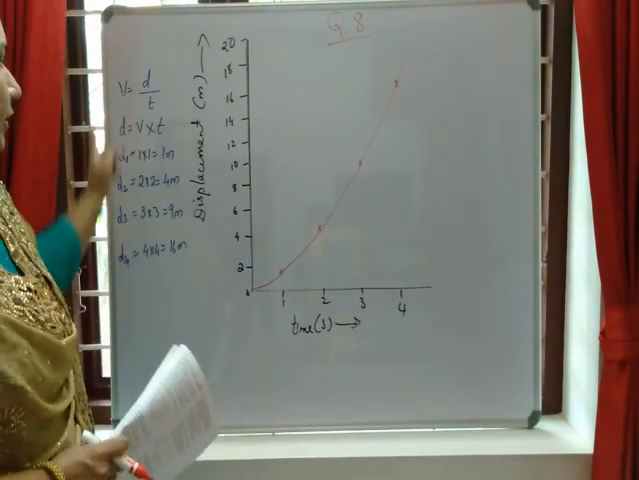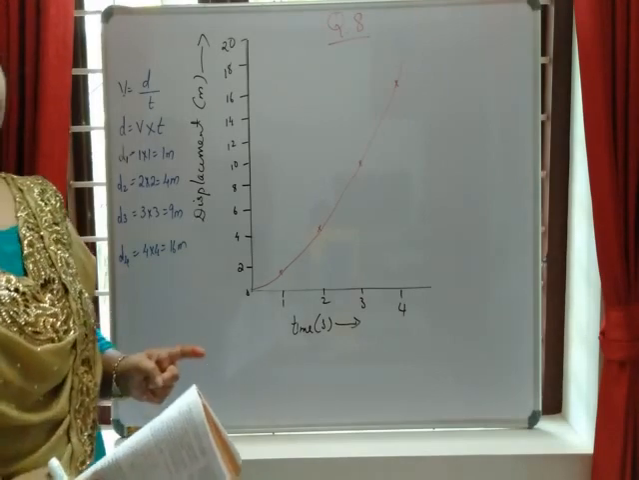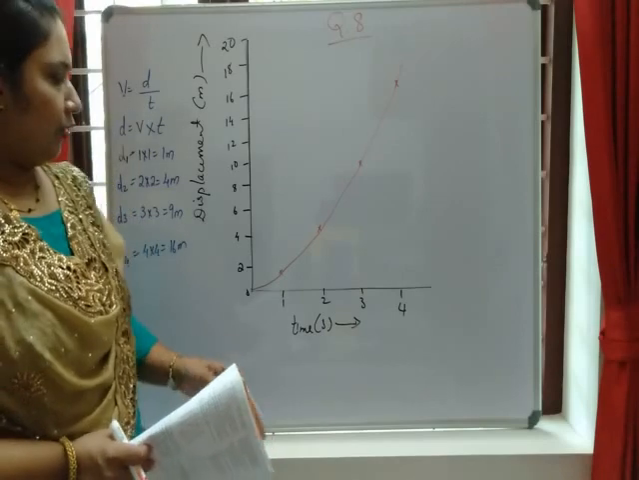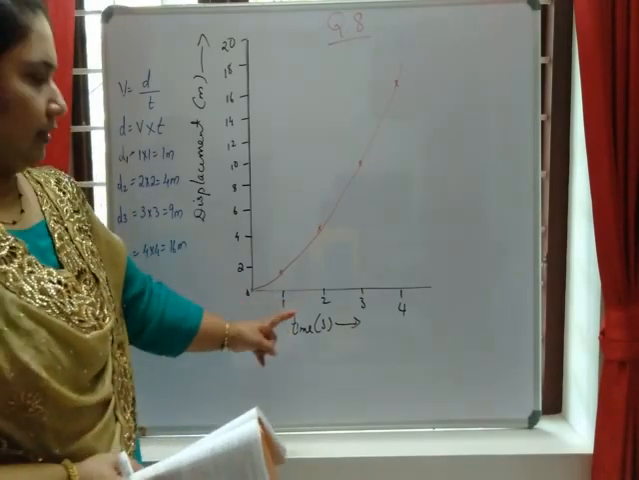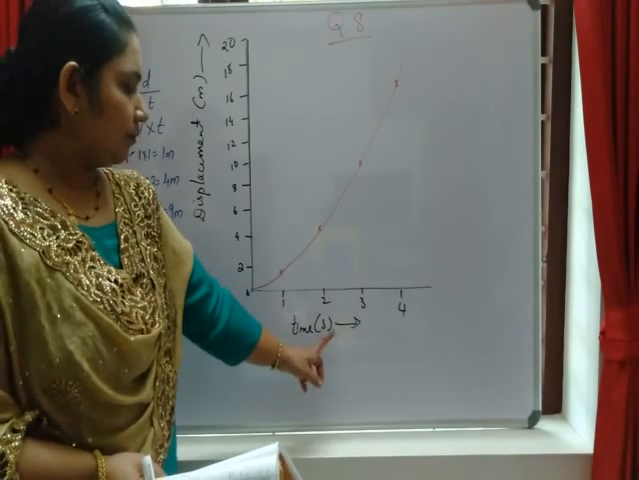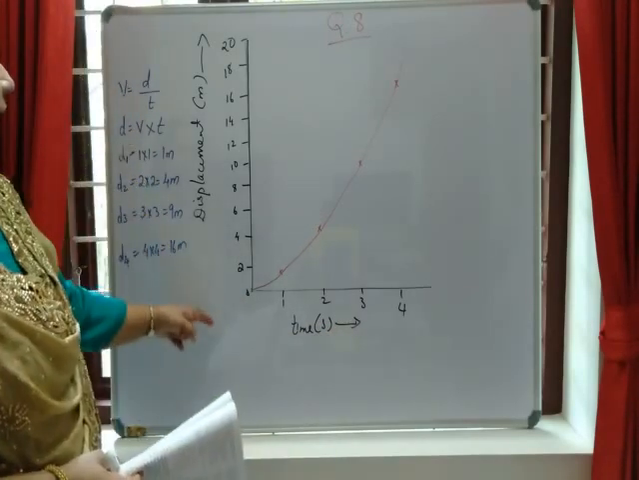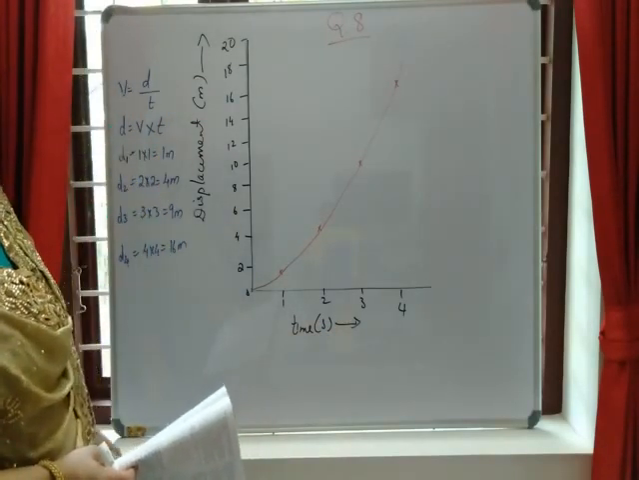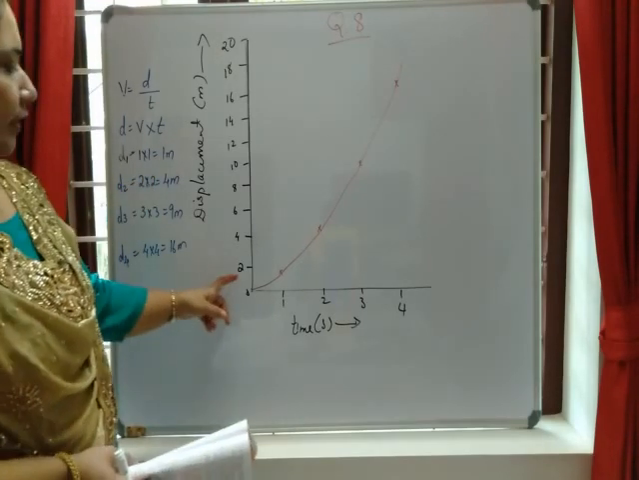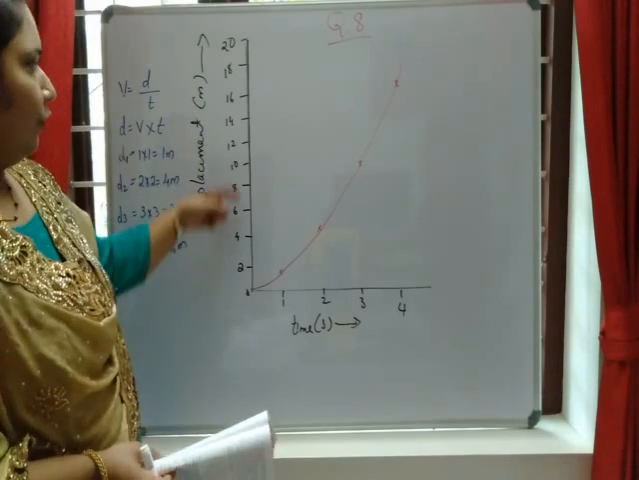Now using this data, you are asked to draw a displacement time graph. So here I am taking 4 seconds. So 1, 2, 3, 4 time in the x-axis. Unit is in second. And in the y-axis I took displacement, from 1 meter to 16 meter. So I take the multiplication table of 2: 2, 4, 6, 8.